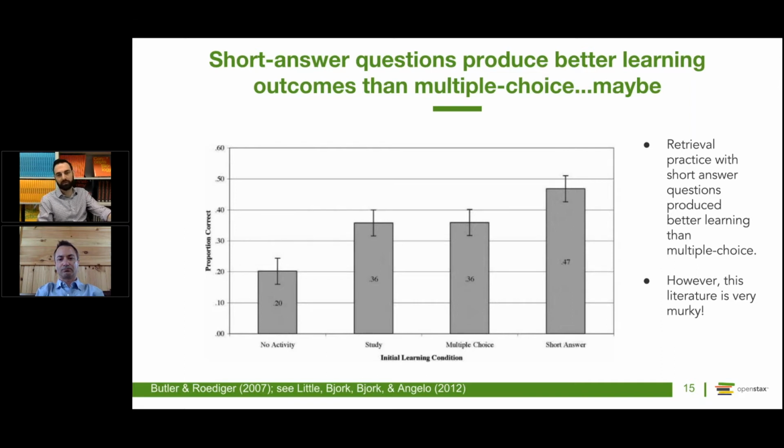However, this literature is decidedly murky, and sometimes there have been other studies. I've shown one here by Little et al., where they found that in some cases multiple choice questions can be more beneficial than short answer questions. And a lot of times it just depends on how you structure the lure items in the multiple choice. It also seems to depend on whether or not you get feedback after short answer questions. So there's a lot of different edge cases and boundary conditions for this effect. So what do you actually do in this type of scenario?